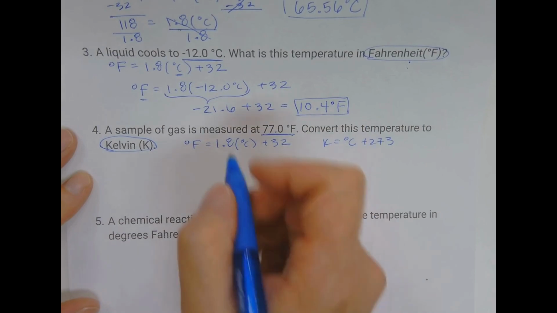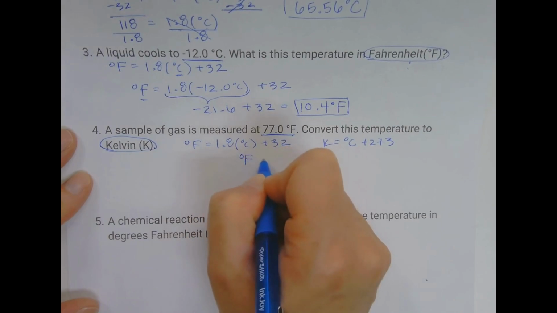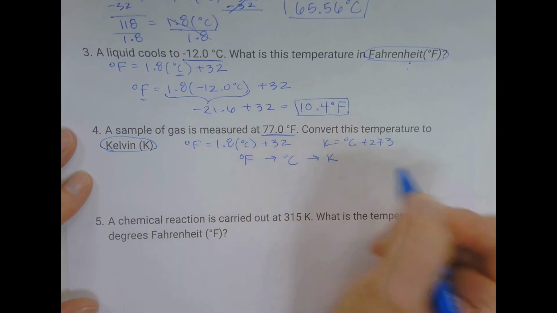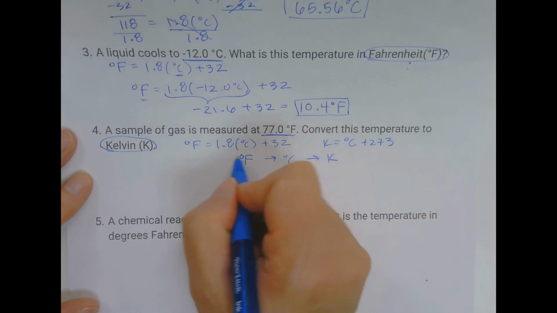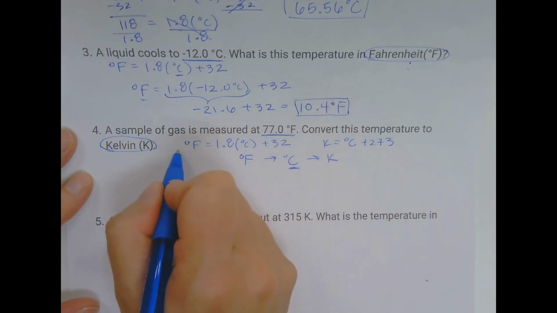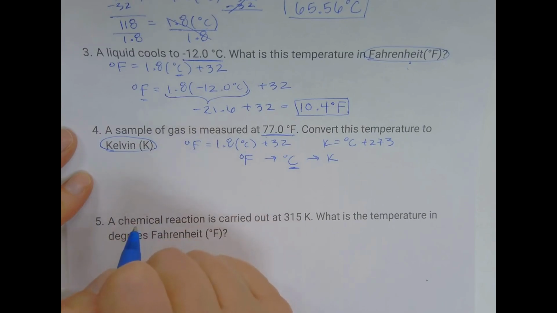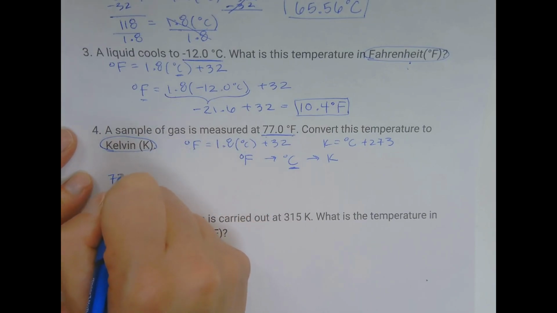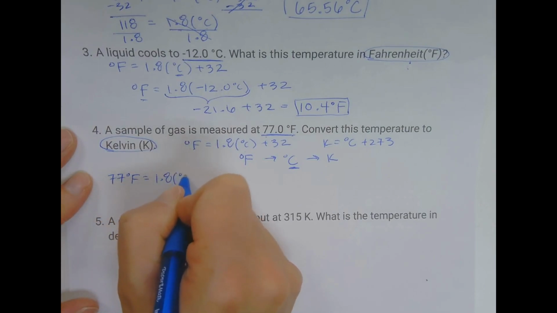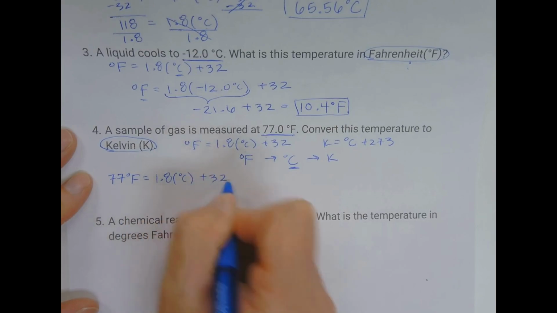So my plan is to go from degrees Fahrenheit, and I'm going to convert that to degrees Celsius, and then I'm going to convert that into Kelvin, okay? So let's start finding degrees Celsius. I'm going to take my 77 and plug it in for the degrees Fahrenheit in this first equation. So 77 degrees Fahrenheit equals 1.8 times degrees Celsius plus 32.